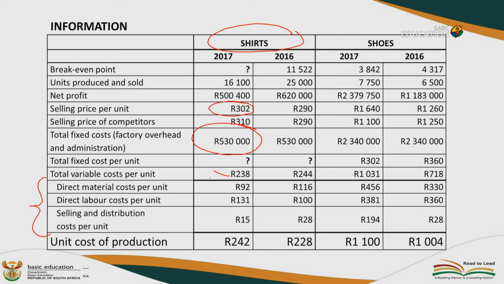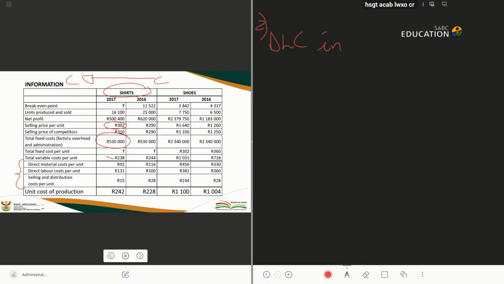If you check direct material, what happened from 2016 to 2017, it has decreased. Remember I said when you have 2 years, what must you do? You draw what? The arrow. So it was 116, it is 92, there's no problem. But direct labor, it was 100, it is now 131. It means that is the variable cost that has a problem, it has increased. So your answer, the variable cost that has a problem, will be your direct labor cost. You'll say your direct labor cost increased.